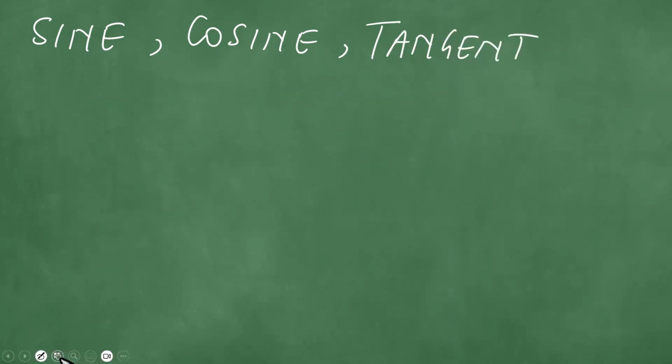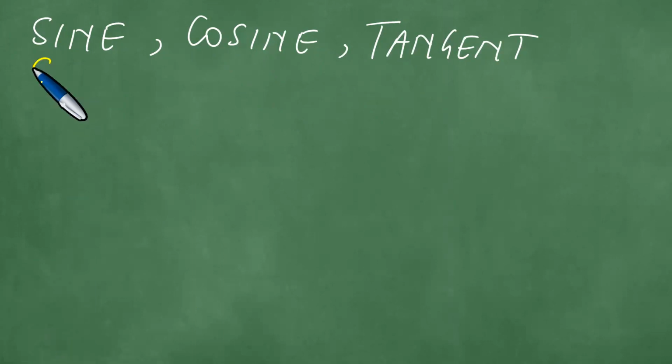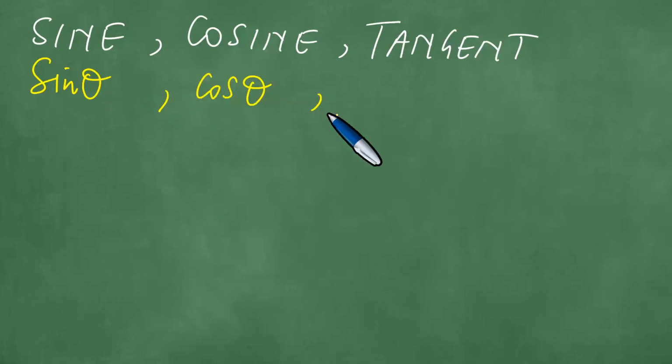Right. So we remember that these functions are written as follows. This one is normally written as the sine of theta. This one is written as cosine theta. This one is written as the tangent of theta. So these are the three basic trigonometric ratios.